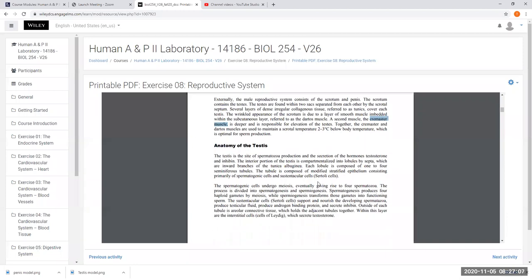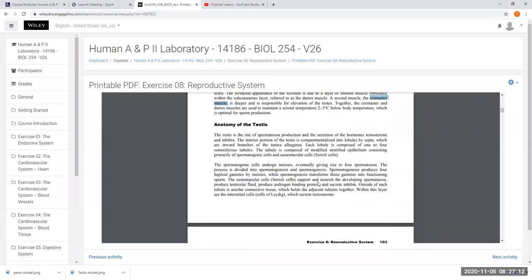Now, inside the testicle, which I'll show you a picture of in a minute after we get done. If we looked at a cross section through the testicle, you would see a whole bunch of little tubes. Those tubes, many of them, are called seminiferous tubules. The seminiferous tubules are the areas where sperm cells are going to be produced through a process called spermatogenesis.